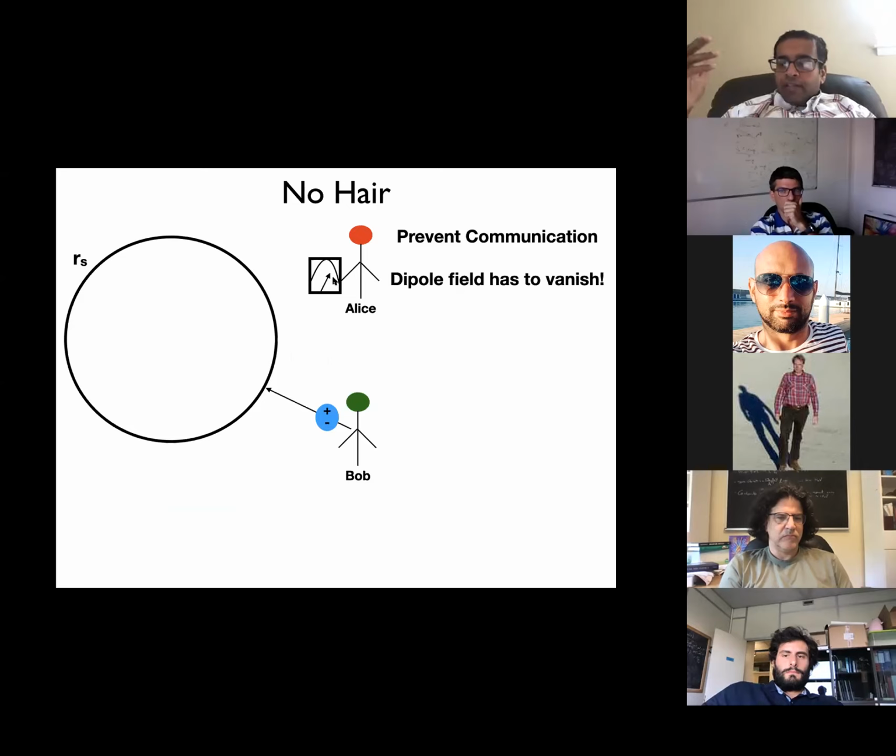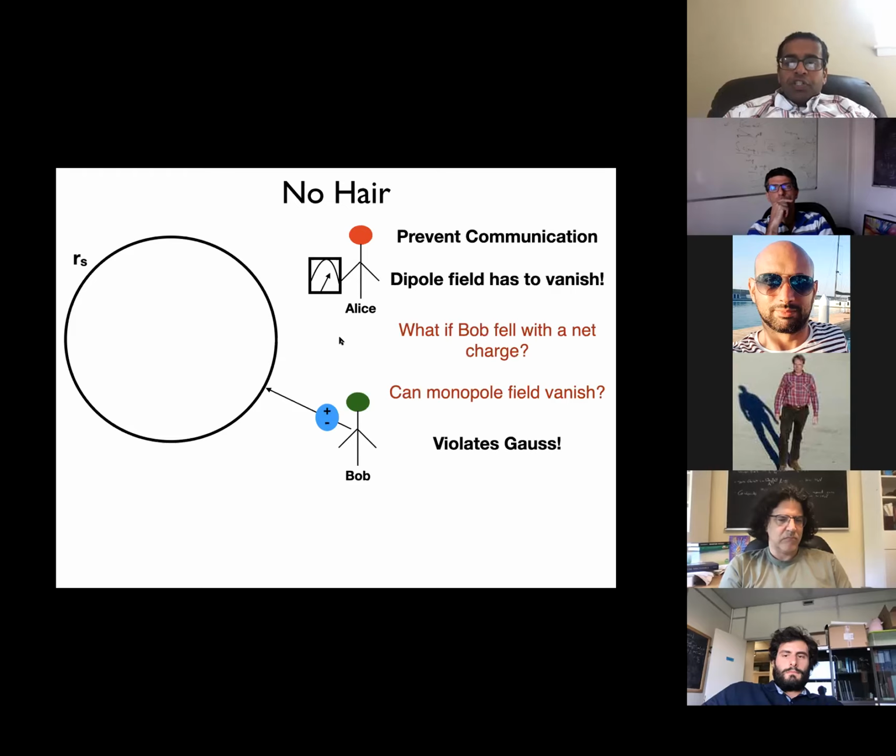So could it be the case that for whatever reason, the laws of physics are such that the moment Bob crosses the horizon, all electromagnetic fields must vanish outside? Could that be what happens? All fields go to zero. That, however, has a problem, which is that Bob can fall inside with a net charge. And then you can ask if the monopole field should also vanish when Bob has crossed the horizon. That, of course, can't be true, because if that was true, you would violate Gauss's law. You would violate the conservation of charge, right?